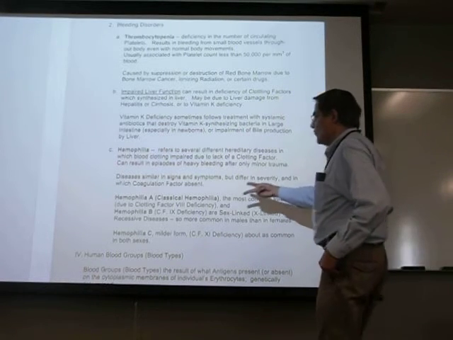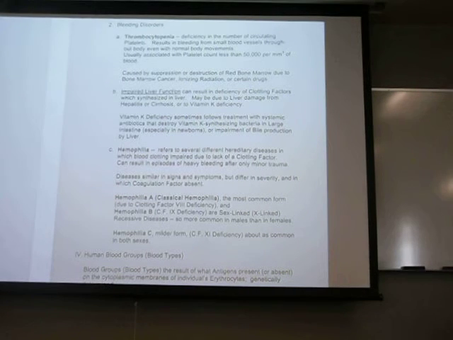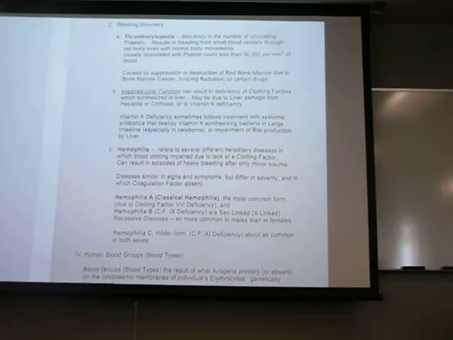And these two forms, hemophilia A and hemophilia B, are said to be sex-linked. We'll talk about this later in the course when we do genetics. But sex-linked means that the gene is carried on the sex chromosomes. And in humans, as you probably know, a normal human female has 2 X chromosomes. A normal human male has an X and a Y.